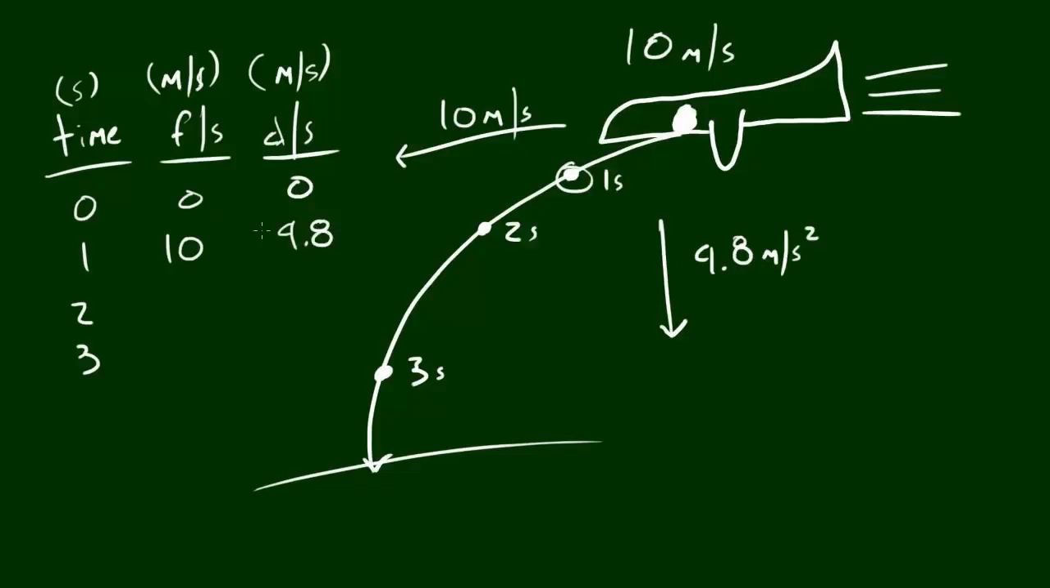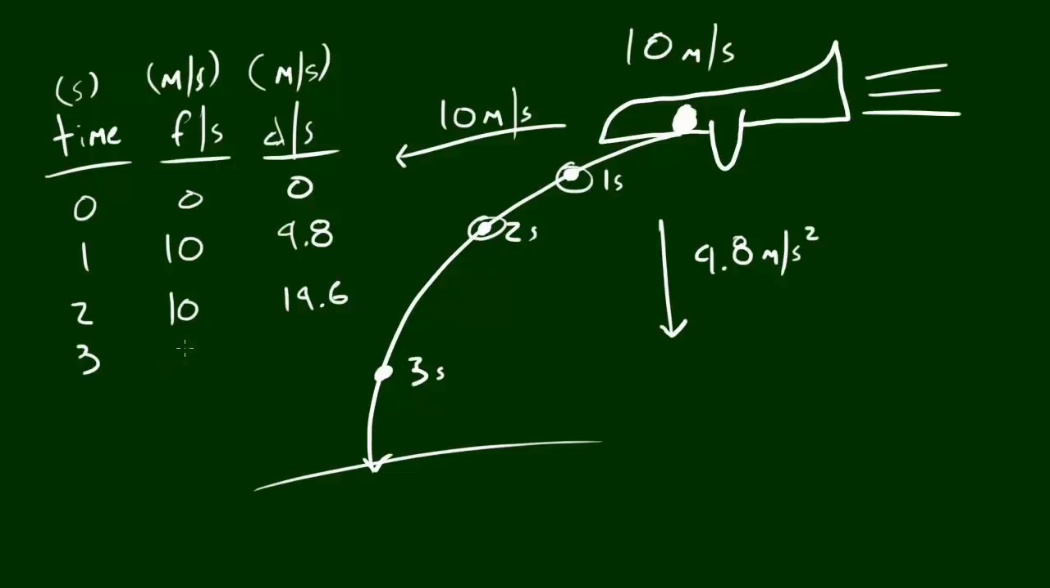Now, at second number 2 right here, what's going to happen is there is no extra force causing this watermelon to accelerate. So therefore, the forward speed is still going to be 10 meters a second. However, whenever you have gravity as a force, you have an acceleration. So after 2 seconds, if you remember from like 2 tutorials ago, it's now going to have a speed of 19.6 meters per second downward.